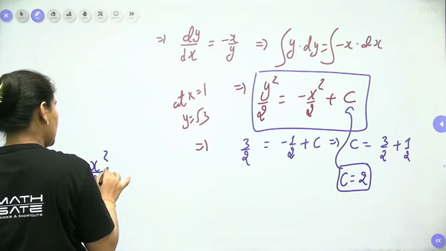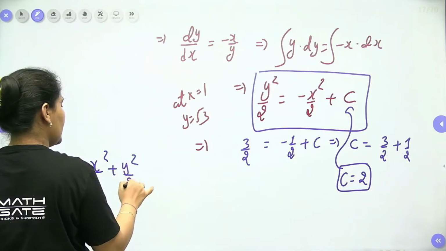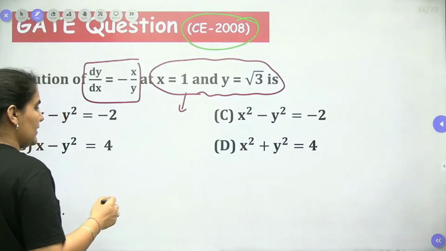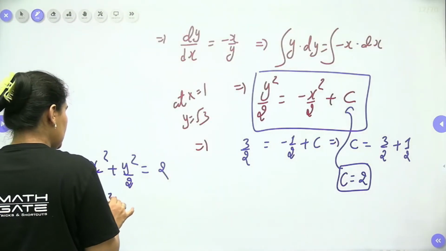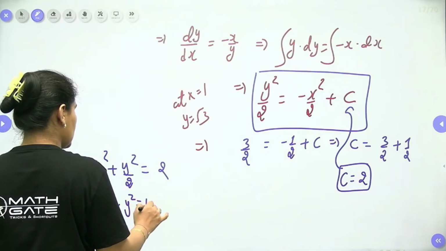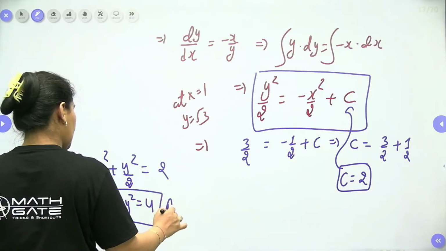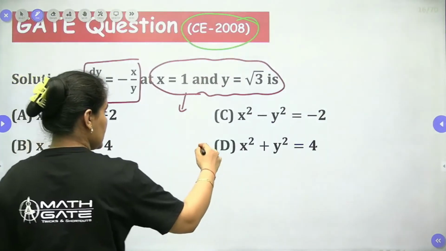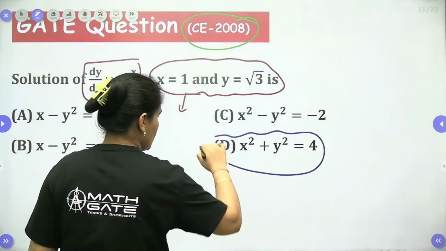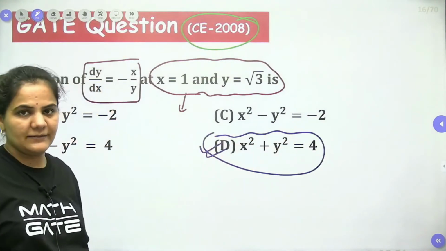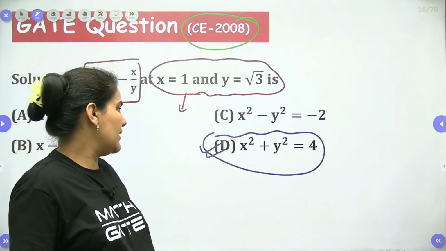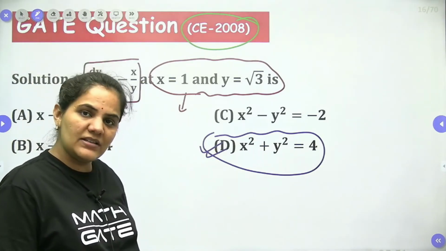It is x square by 2 plus y square by 2 is equal to 2 only. We do have options. Yes, exactly. So x square plus y square is equal to 4 will be your final answer, my dear students. That's why you can see the answer is in option number D. Right, so you can see the right answer and the final answer.